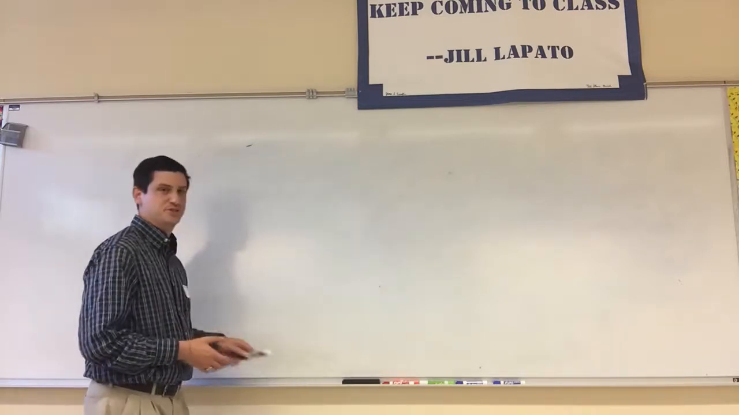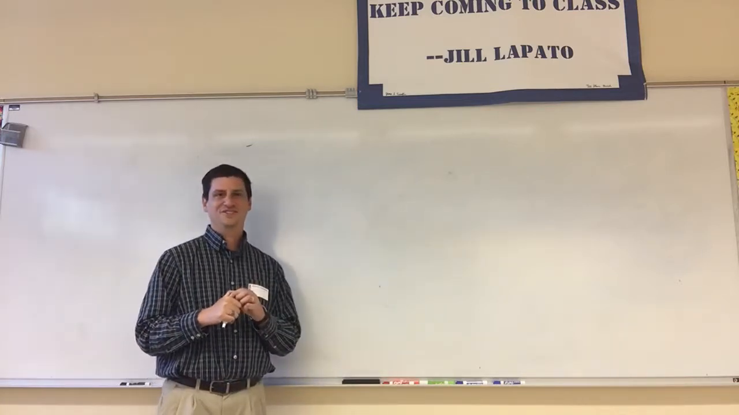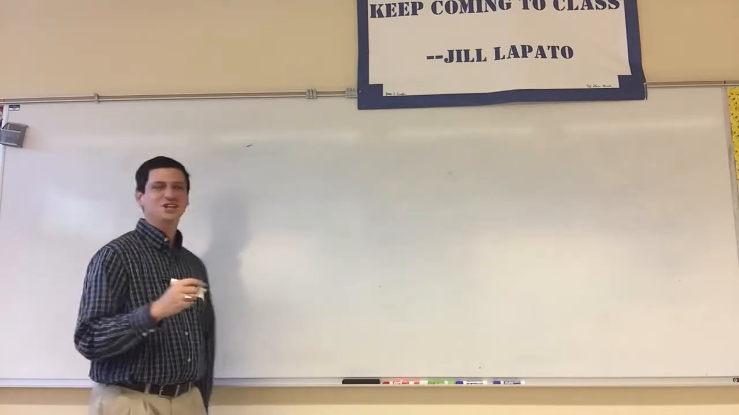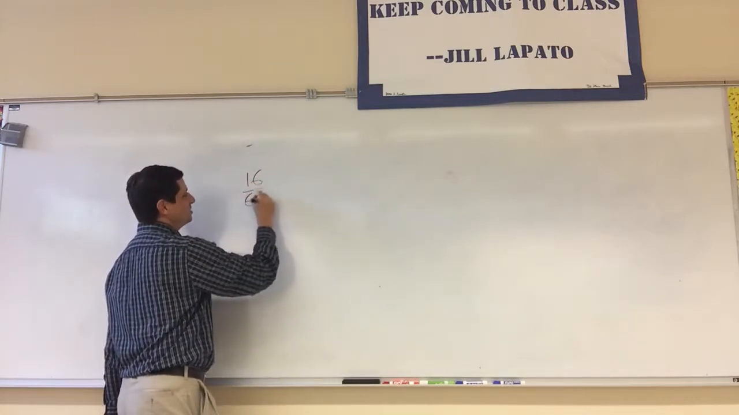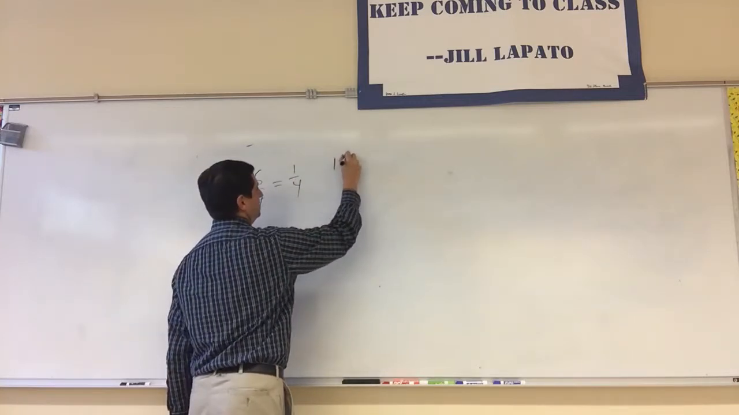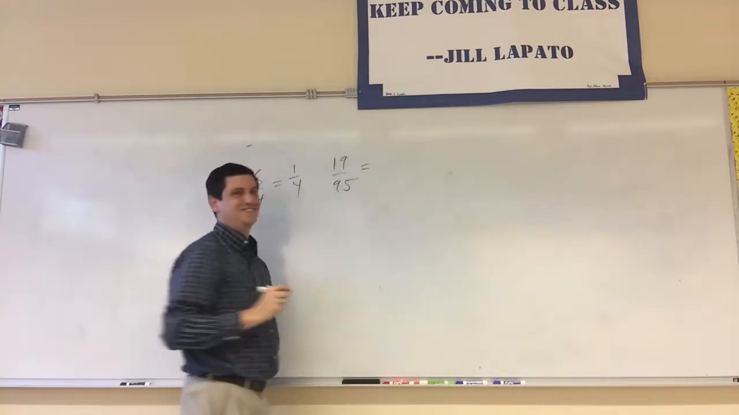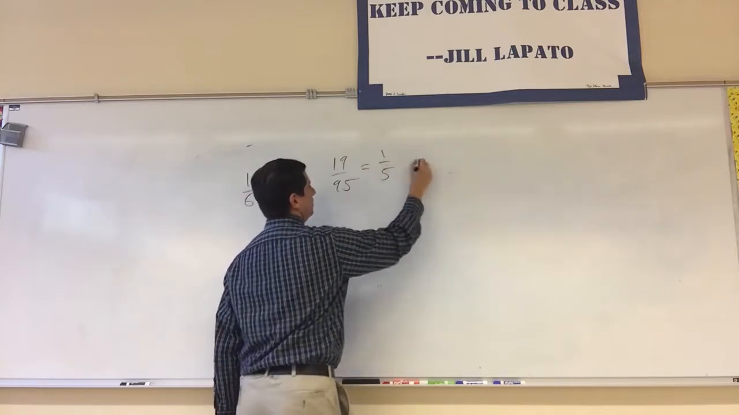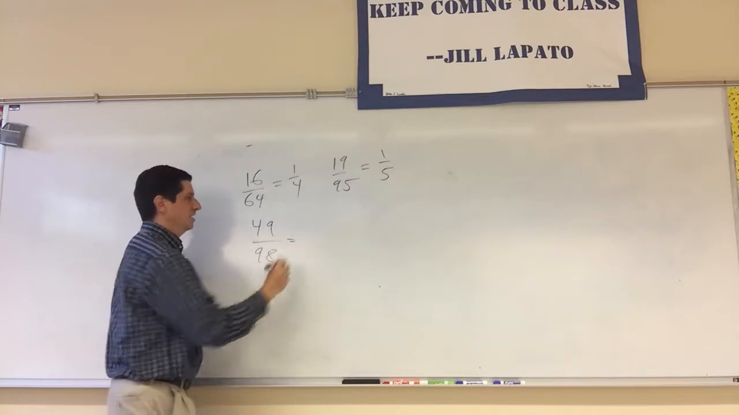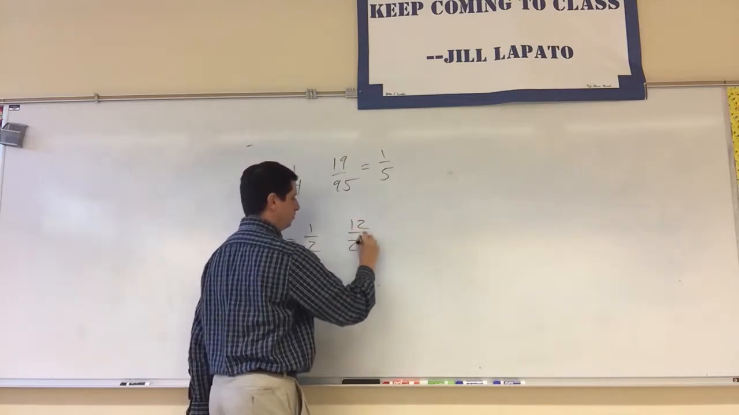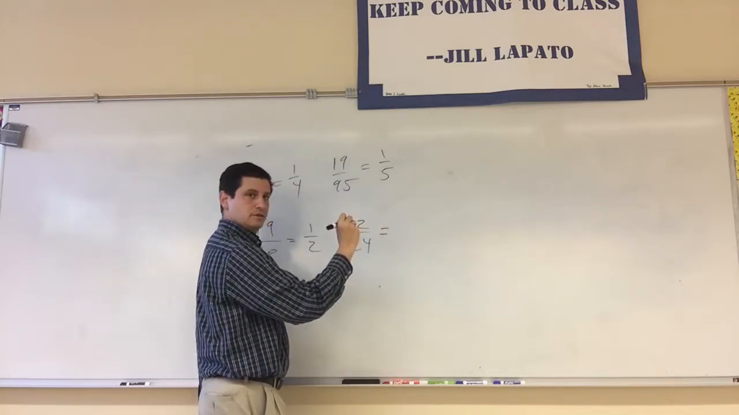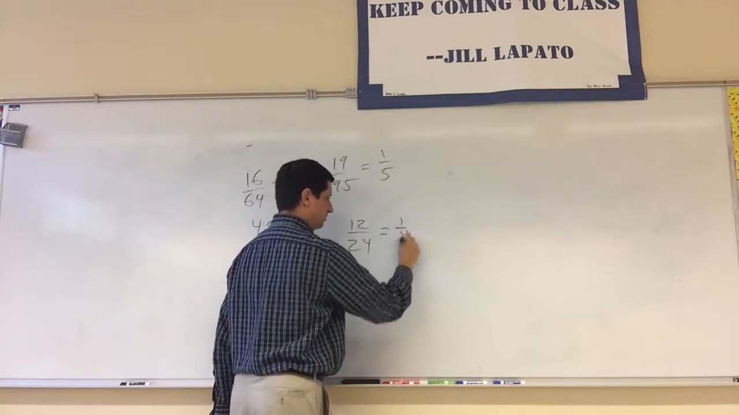So I'll give you two examples. Who's good at algebra? No one's good at algebra. Okay, I will do it as a collective. 16 over 64 in lowest terms. 1/4. Excellent. 19 over 95 in lowest terms. 1/5. 49 out of 98. Half. 12 out of 24. Fourth. Right, fourth.